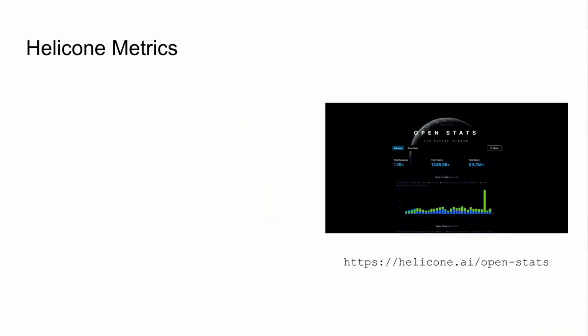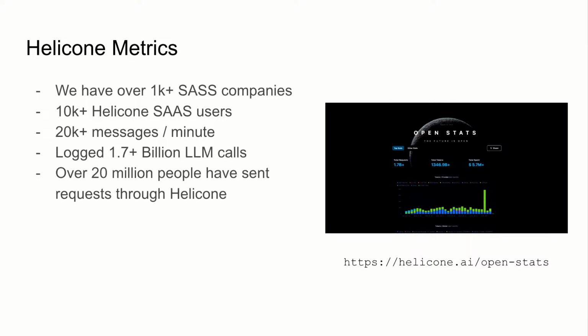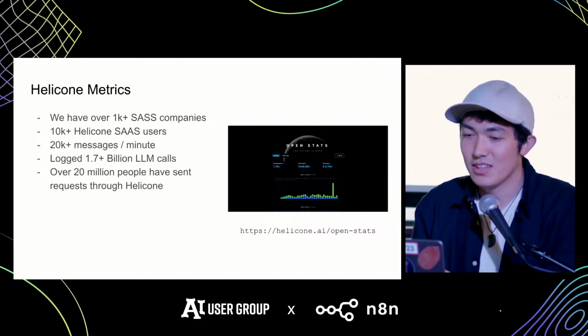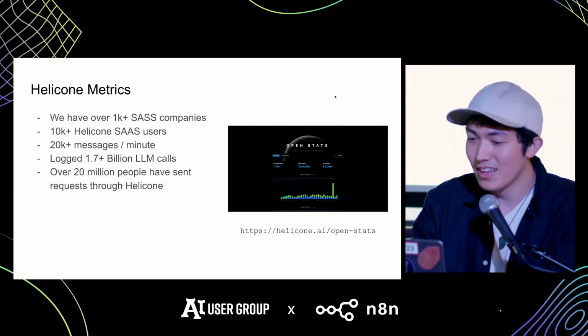If you want to look at Helicone's metrics, you can go to helicone.ai/open-stats. So far we serve over 1,000 SaaS companies on our cloud product. We have over 10,000 SaaS users. Helicone right now is processing over 20,000 messages a minute, and we've logged over 1.7 billion LLM calls. That's roughly 20 million people who may or may not know that they've used Helicone.